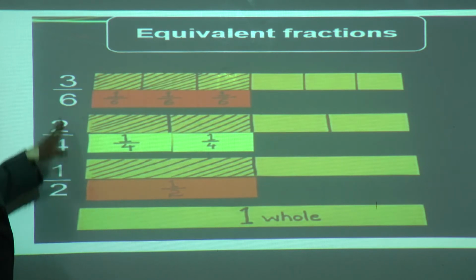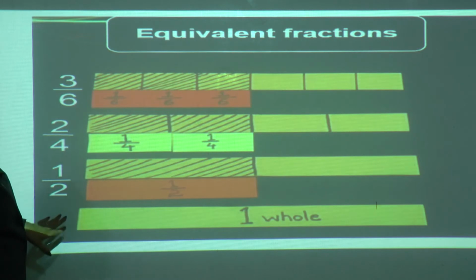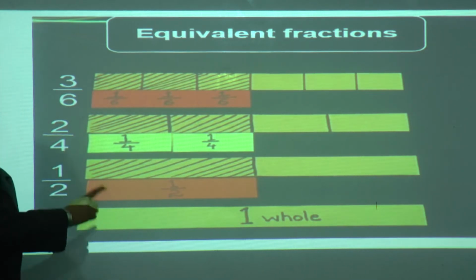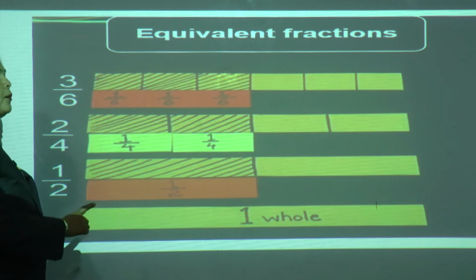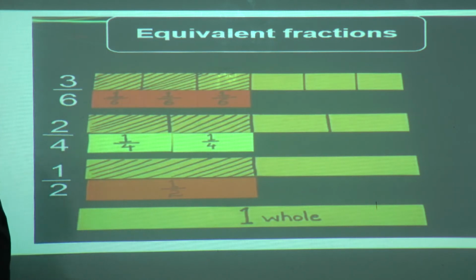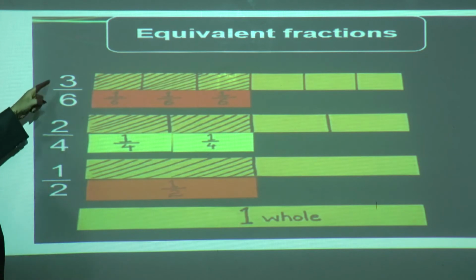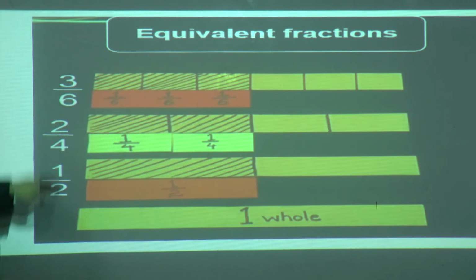In this way we can say that all these fractions are equivalent. Yes, we can prove it because the strip is of the same size. We are just dividing the strip into the number of parts we require, and the number of parts shaded, when you reduce this, we can say that all of these are equivalent to each other. So in short, 3 upon 6, 2 upon 4 and 1 upon 2 are equivalent fractions. I think, my dear students, you understand the meaning of an equivalent fraction.